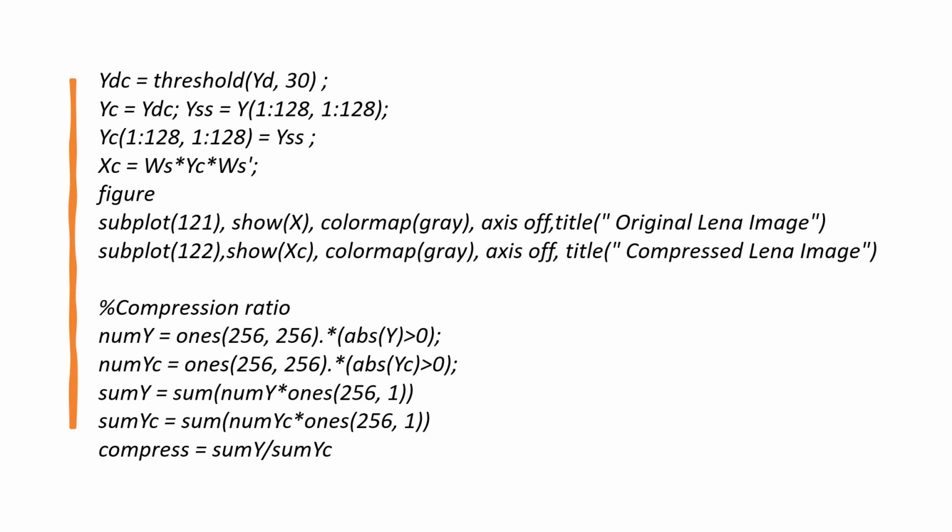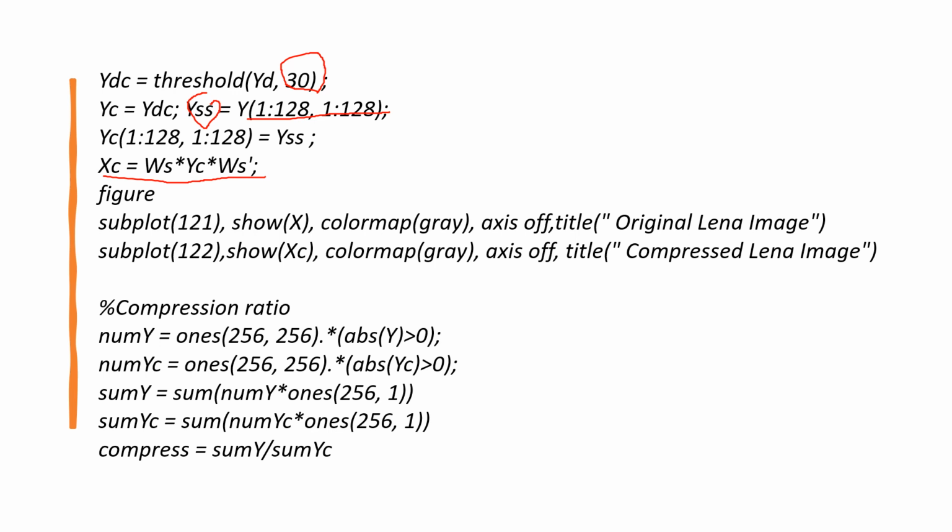So by using the threshold function, we are making all the elements below 30 as 0, intensity values below 30 as 0. After that, we are making the upper left block, which is rows 1 to 128 and columns 1 to 128, equal to YSS, which is the trend block. By doing this, we will be having all the elements of trend, but only a few detail components. And by calculating the inverse discrete wavelet transform by using the synthesis matrix, where WS represents the synthesis matrix, we'll get the compressed image back.